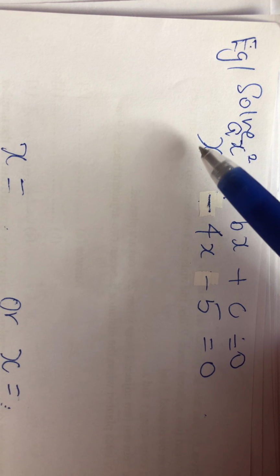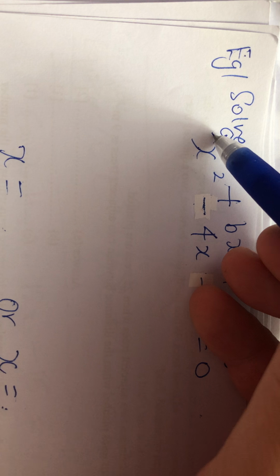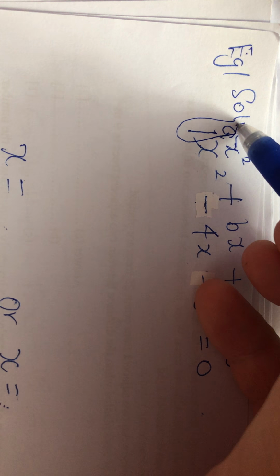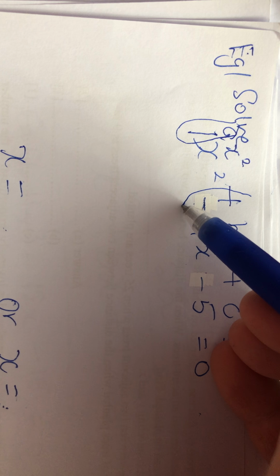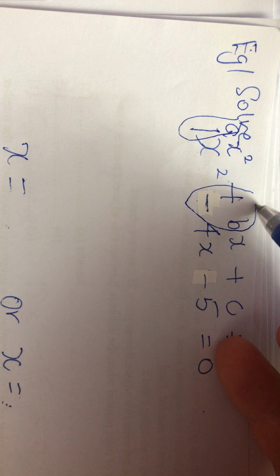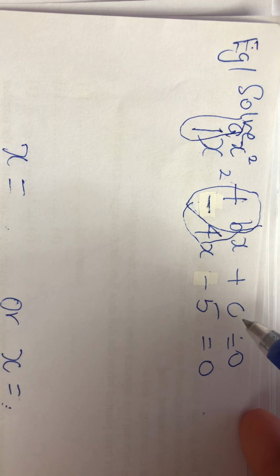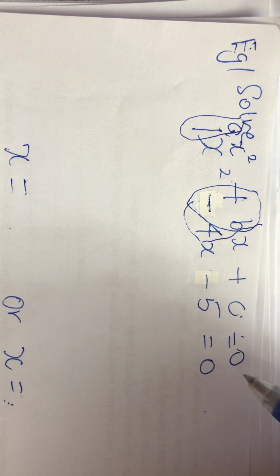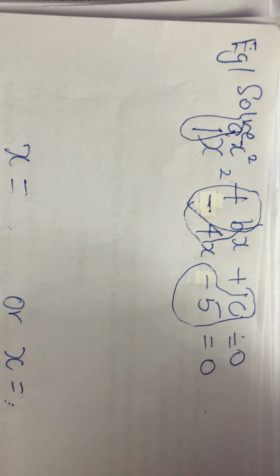Now, look at this example. A is the number in front of the x squared, and in this case, it is 1. B is the number in front of the x, so the value of B is minus 4. And C is just the constant in this equation, and its value is equal to minus 5.